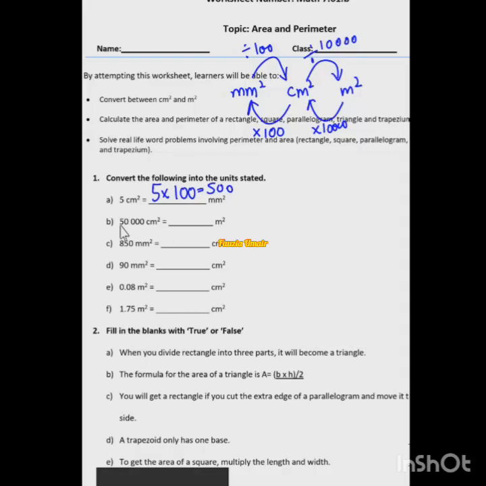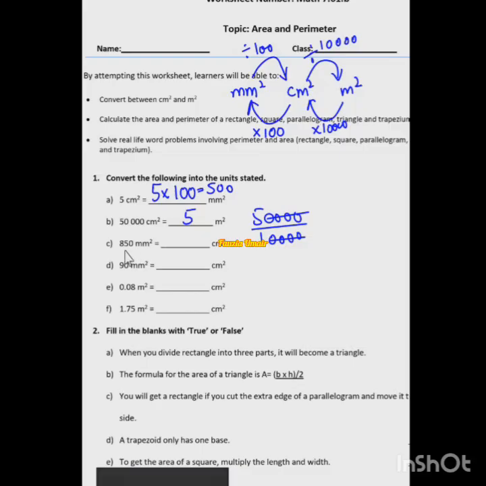Now 50,000 centimeter square to meter square. So centimeter to meter, we will do what? Division. We will divide by 10,000. So these four zeros will be cancelled. So the answer will be 5 meter square, right?